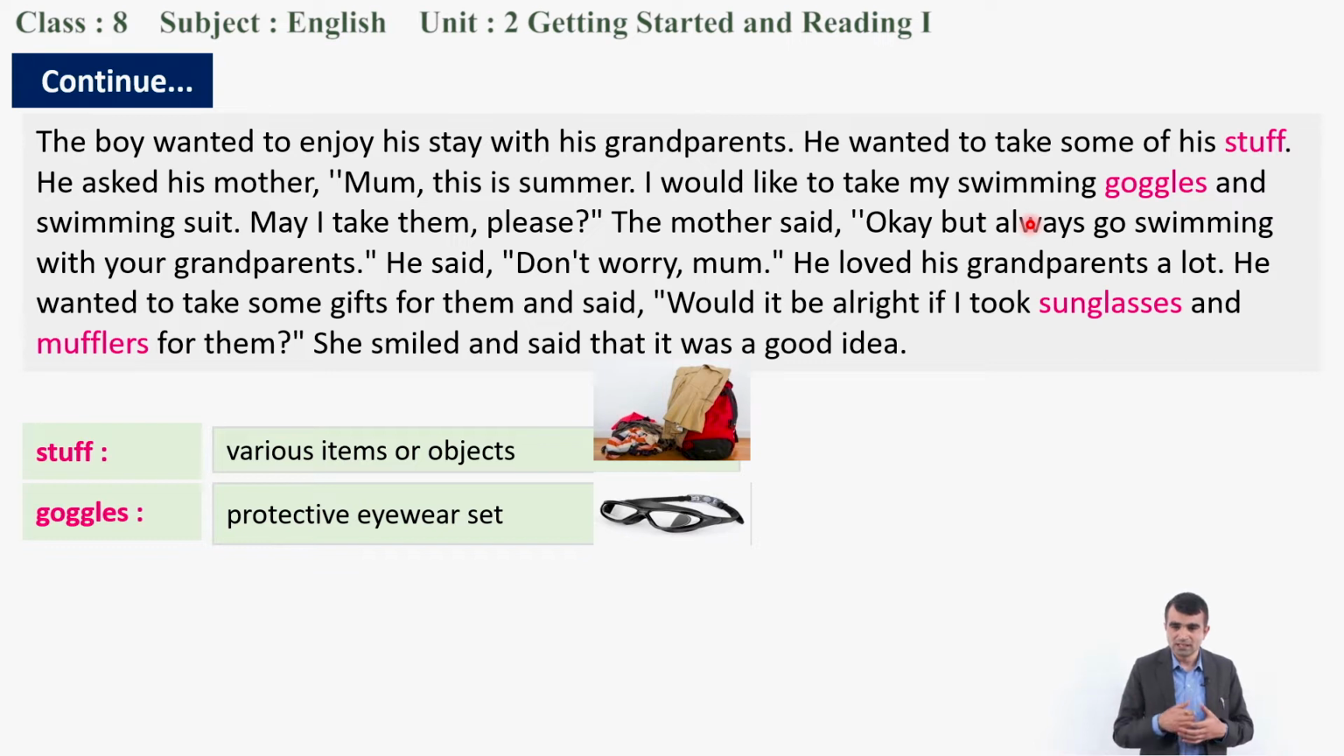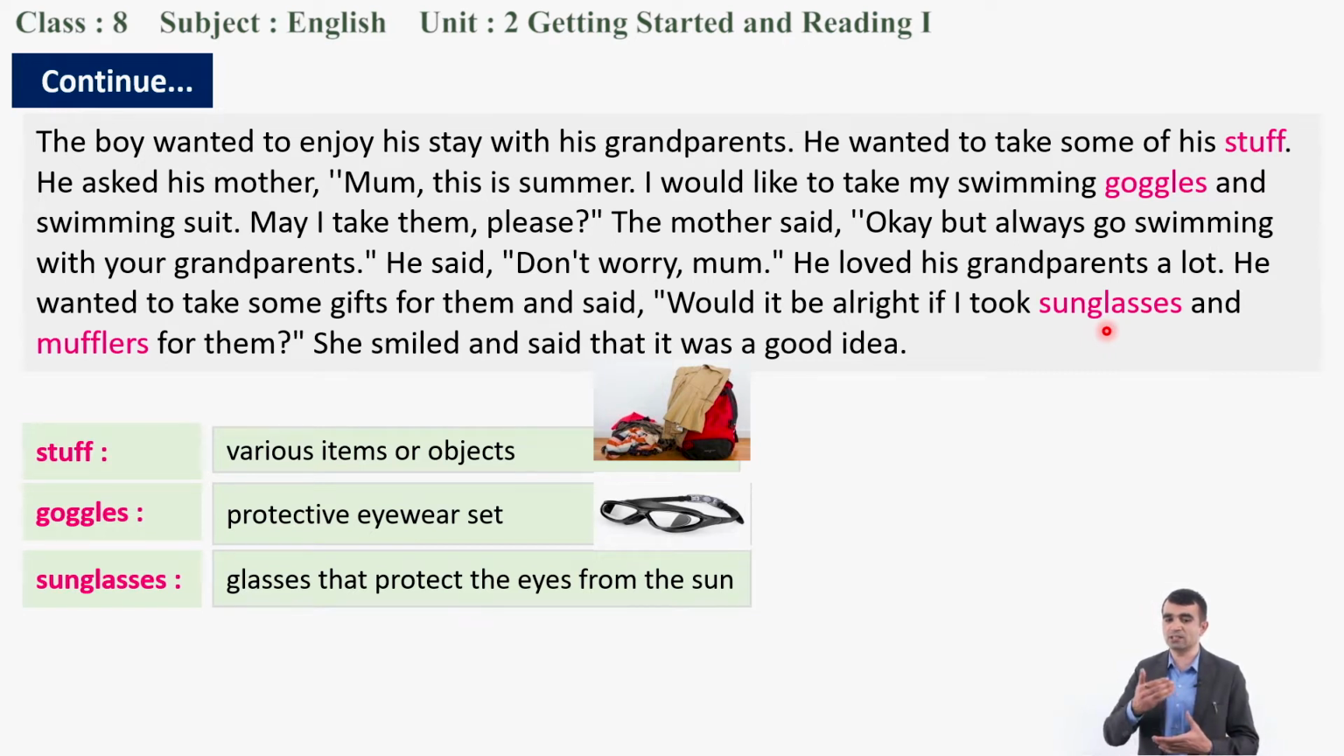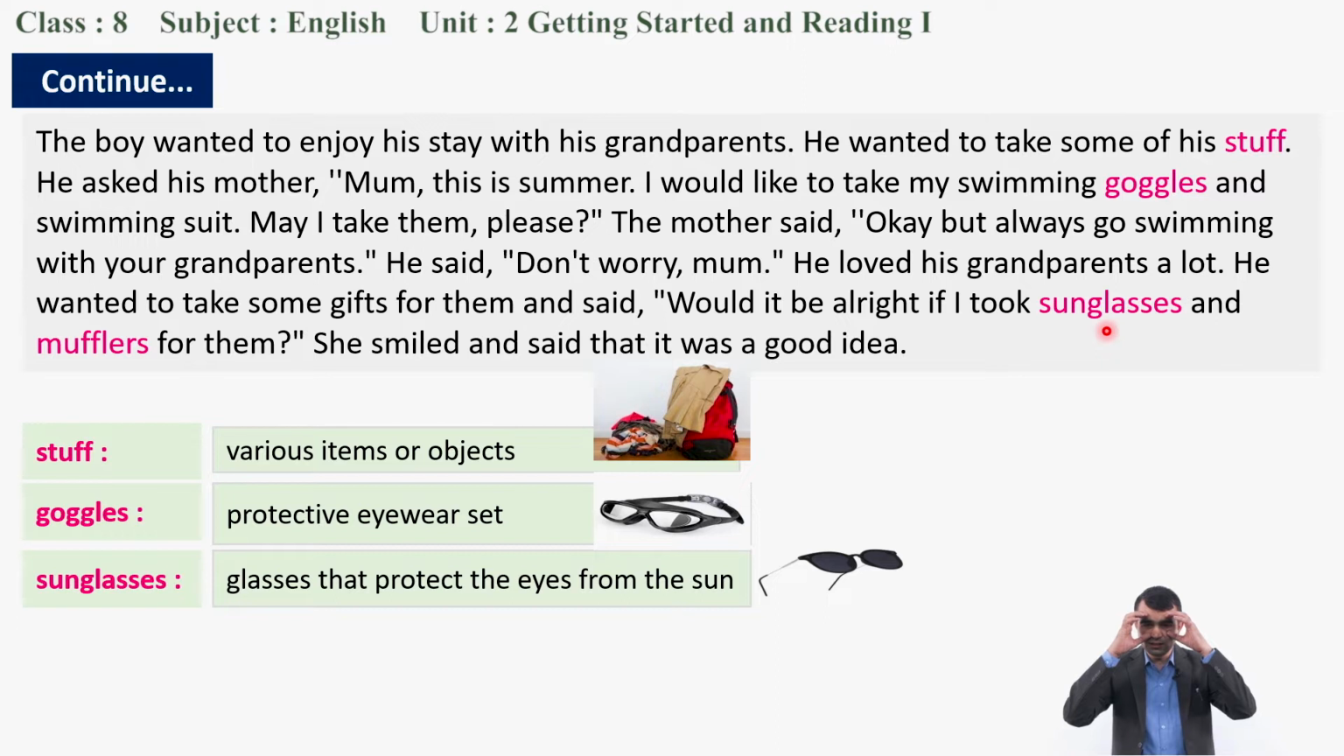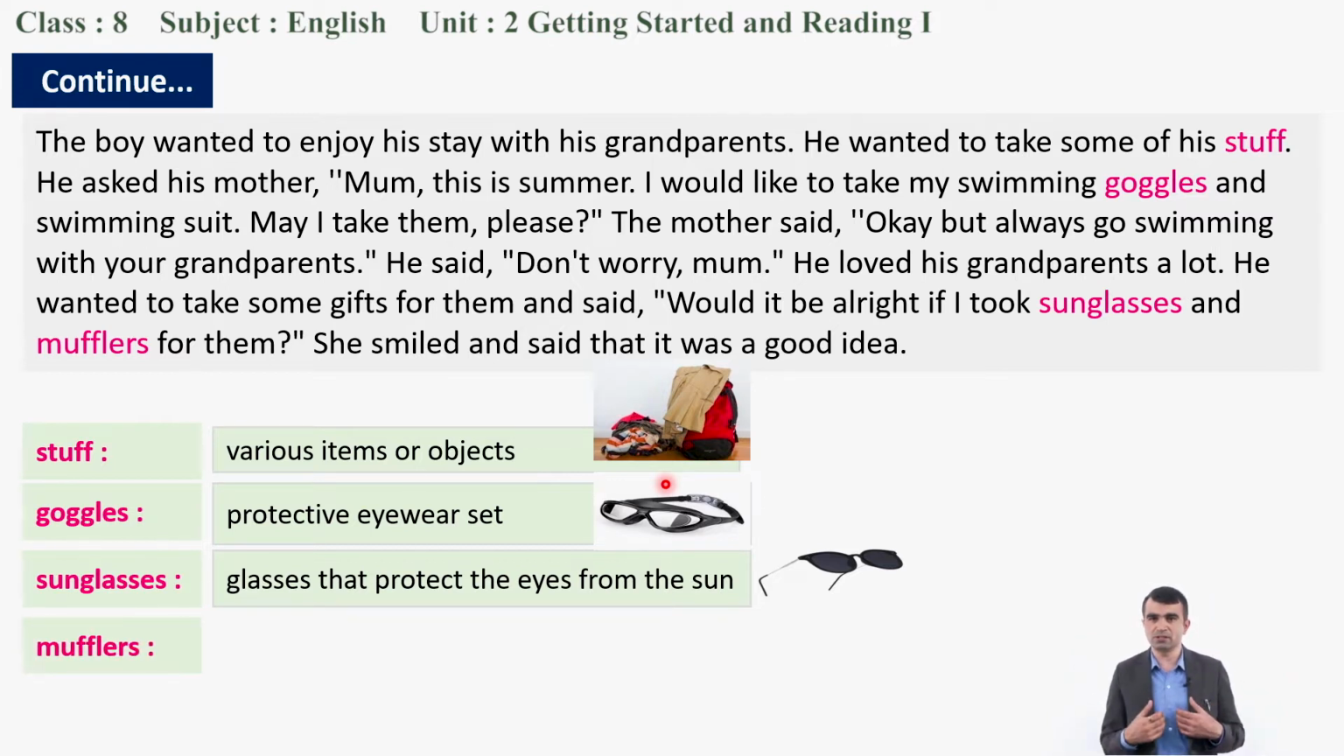Is it so? Similarly, another word is here. The boy wants to take sunglasses and mufflers for his grandparents. So, sunglasses, well, that is also like goggles, but that is a bit different. Sunglasses means glasses that protect the eyes from the sun. Have you seen it? Well, you can see here. So, goggles and sunglasses are somehow similar, both are eyewear, but sunglasses are used to protect your eyes from the sun.